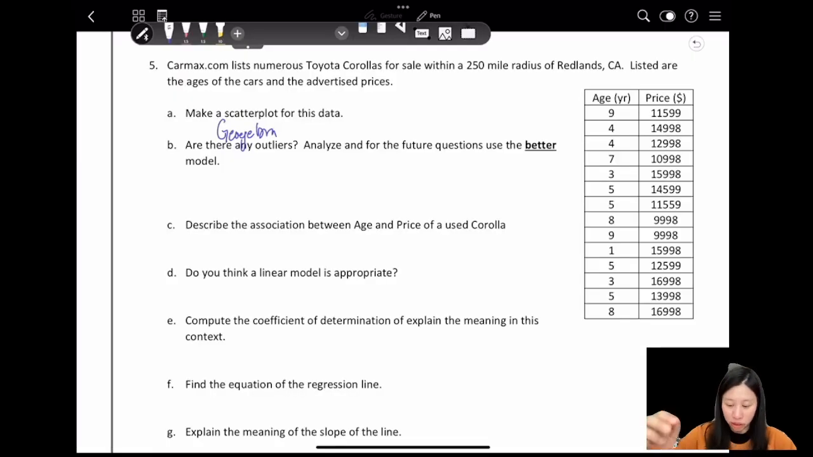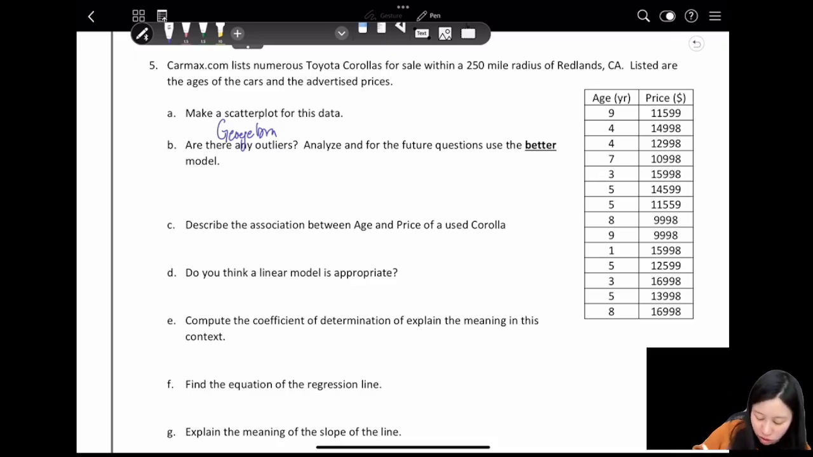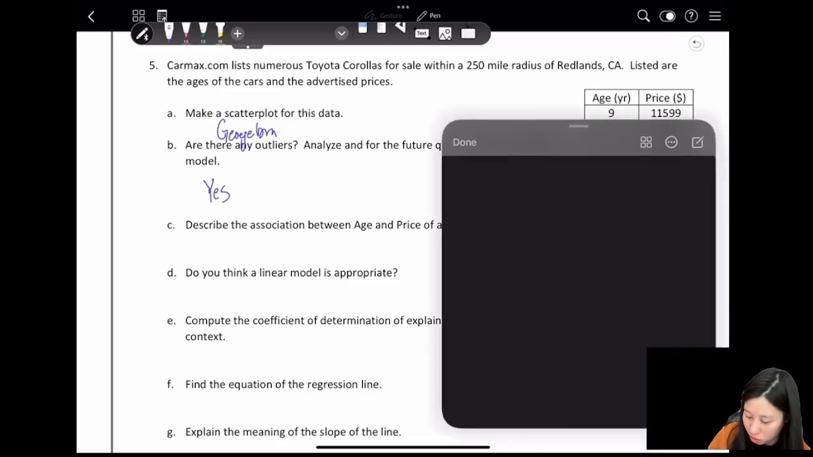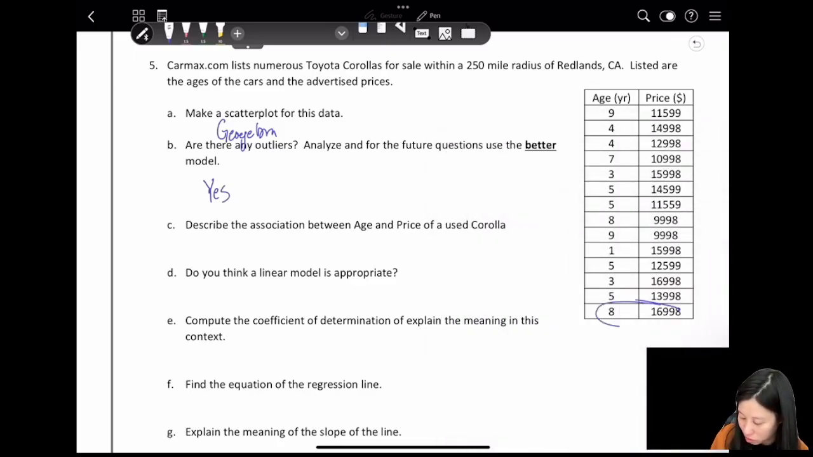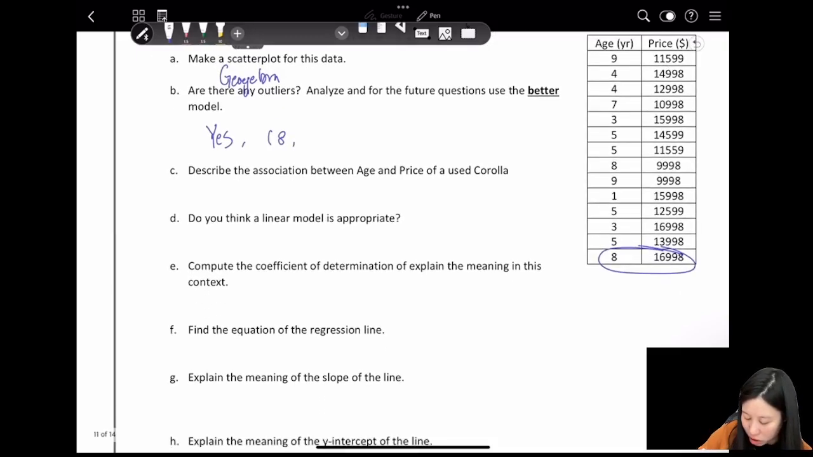So this one is going to be our outlier. Yes. The last one, this one. When the 8 years, somehow it sells 16K, 998. This data set. Okay, describe the association between the age and the price of the used Corolla.